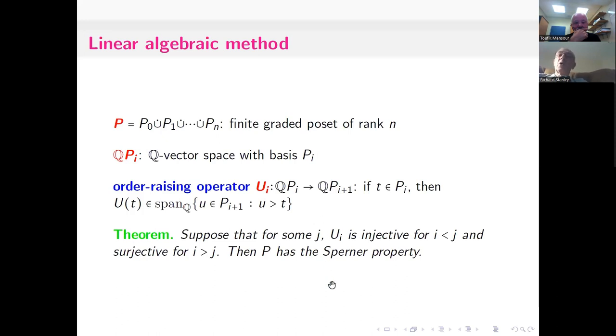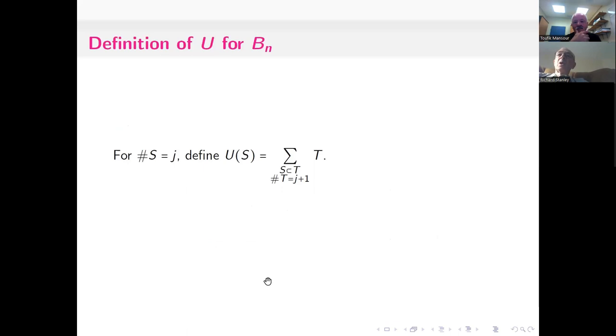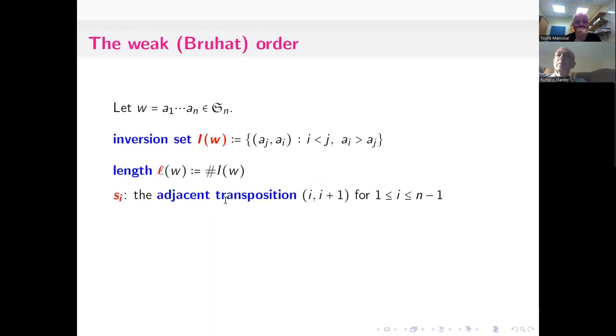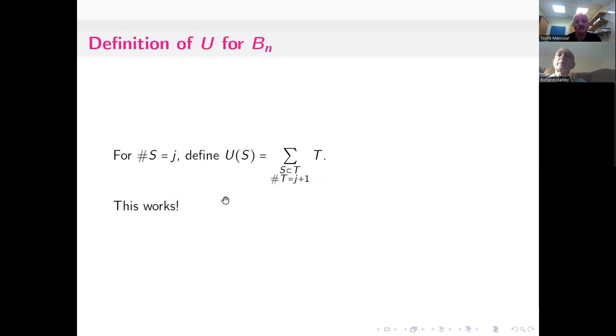Of course, really the difficult part usually is how to define Ui correctly. For the Boolean algebra, we make what you might say is the simplest possible definition. If S is a j-element set, then U of S is just defined to be the sum of all j+1 element sets that contain S. And it's a nice exercise in linear algebra to show that it has the proper injectivity and surjectivity properties. So that's one way to prove Bn is Sperner. Not the simplest way, but one that can be generalized quite a bit. So that's why I like Bn.